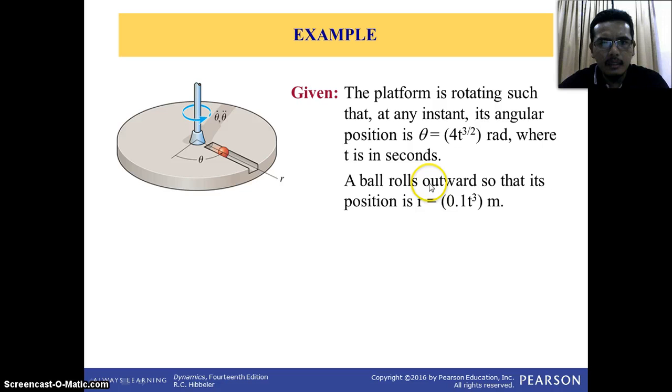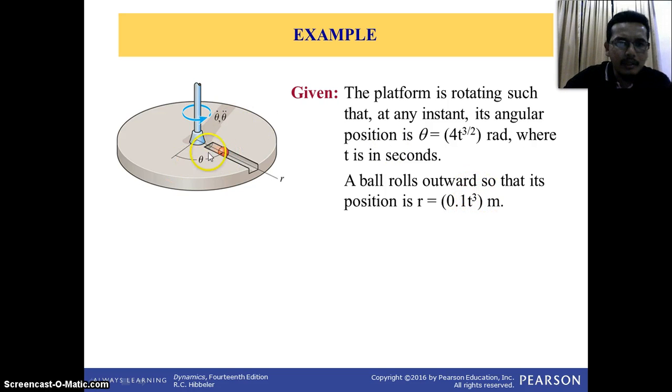Okay, we can see another example. For the cylindrical components, for example, the platform is rotating such that at any instant its angular position theta is given by 4 multiplied by t to the power of 3 over 2 radian, where t is in seconds. A ball rolls upward from here, so that its position r is given by 0.1 t cubed.